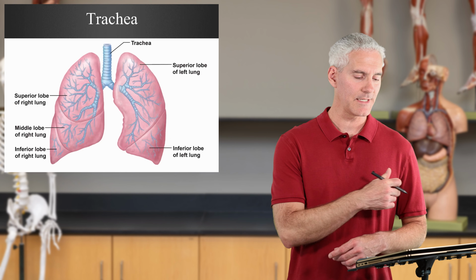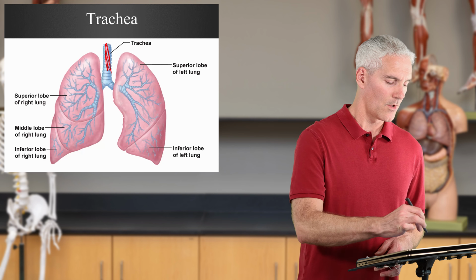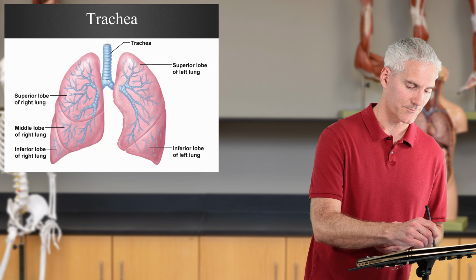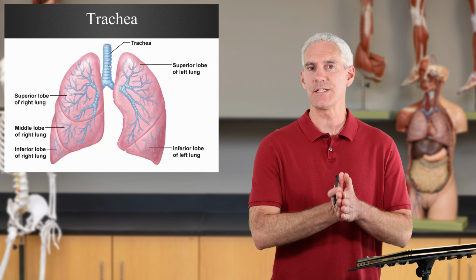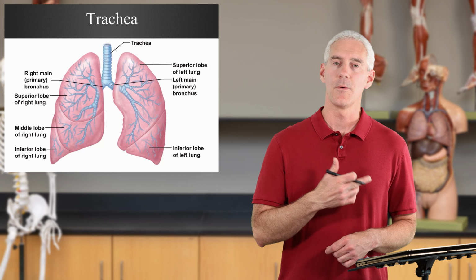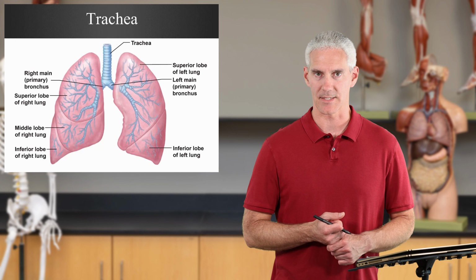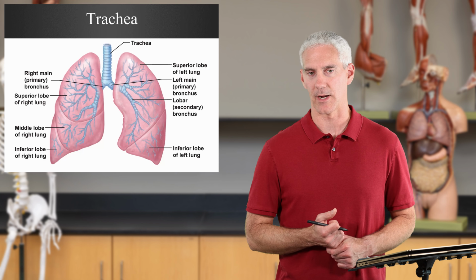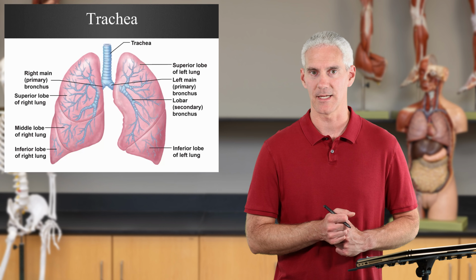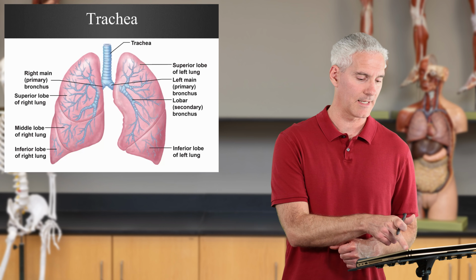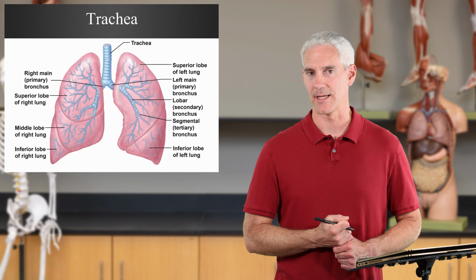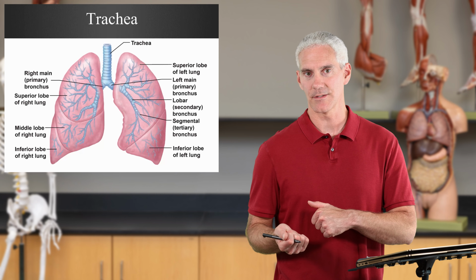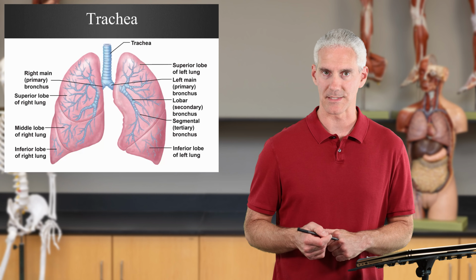What you're seeing here is the trachea up top. The trachea comes down, and you're going to notice right here where it splits is known as the carina. From there, you then branch into the primary bronchi, known as the main bronchi. The main bronchi are going to split into the lobar bronchi, known as the secondary bronchi. Those lobar bronchi split into the segmental bronchi, known as the tertiary bronchi. So primary, secondary, tertiary, or main, lobar, segmental.